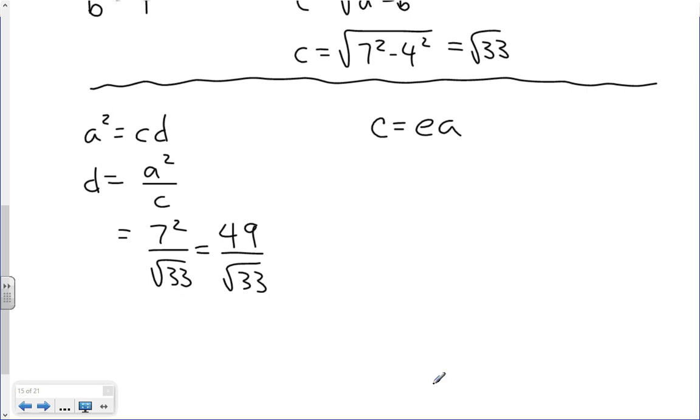But you've actually got several that involve eccentricity and the other radii. So you have several ways you can calculate this. But let's solve this for e then. So e is equal to c over a. And we know what c is equal to. That's the square root of 33. And we know what a is equal to. That was our major radius. That was 7.